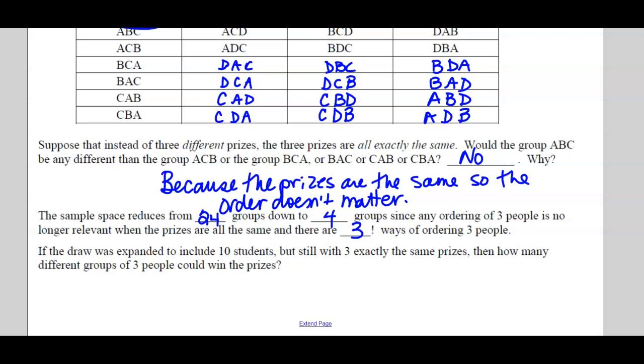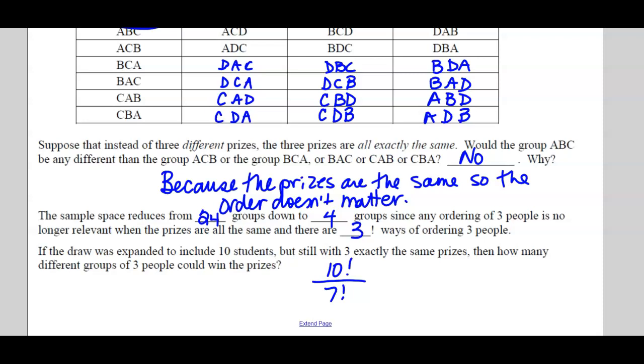So 24 divided by 3 factorial gives you 4. If the draw was expanded to include 10 students, but still with exactly the same 3 prizes, then how many different groups of 3 people could win the prizes? So we could then have 10 factorial divided by 7 factorial if the prizes were all different.